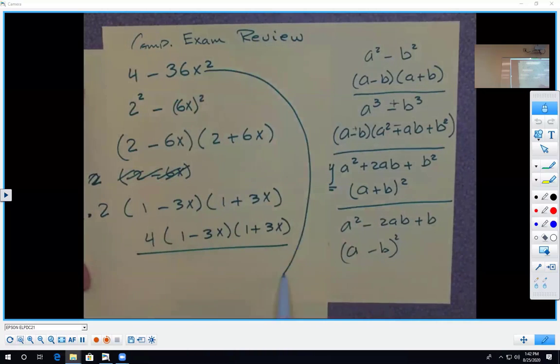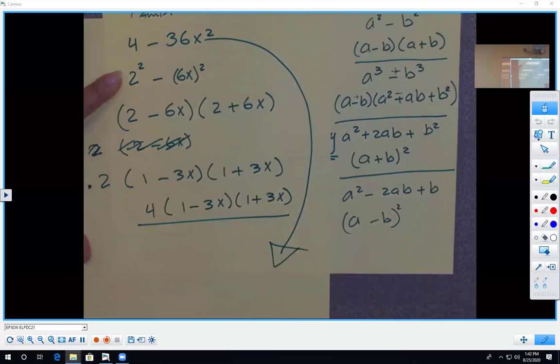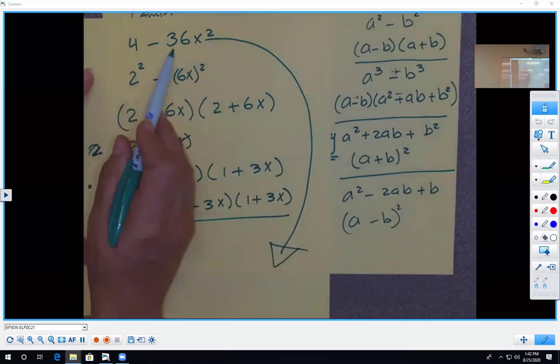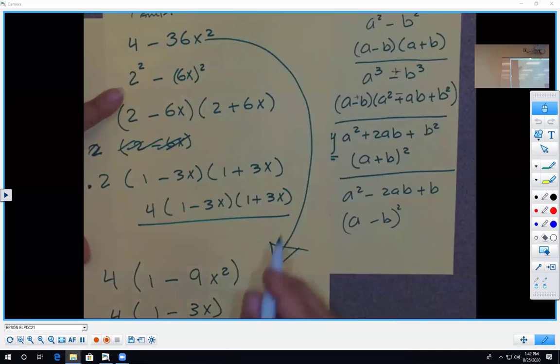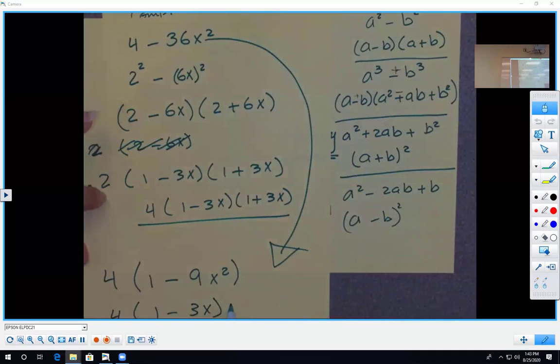Or from the beginning, I can do it in a different way. Let me scroll this out. I can pick the greatest common factor between these two terms, which is 4. And that will leave me with 1 minus 9x squared. And then I factor what's between the parentheses as a difference between two squares, which is 1 minus 3x and 1 plus 3x. Okay? So I just want to show you the long way, because maybe some of you will start right away by using the formula and forget about factoring the 4.